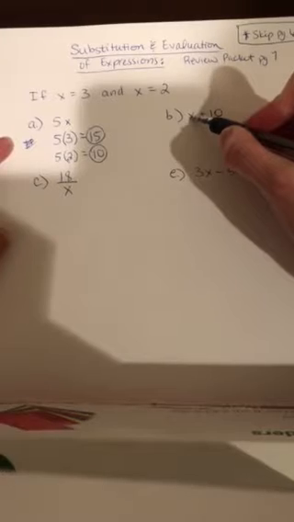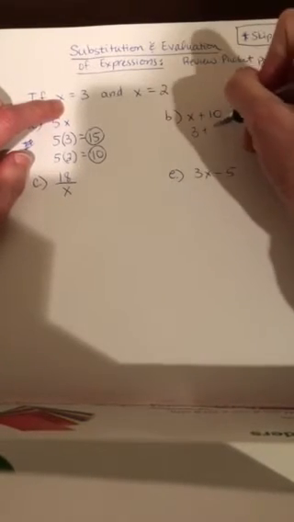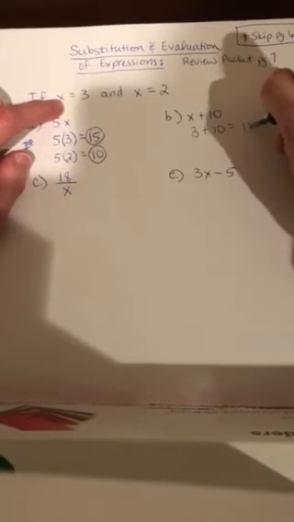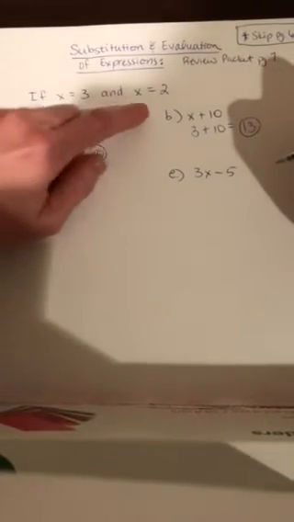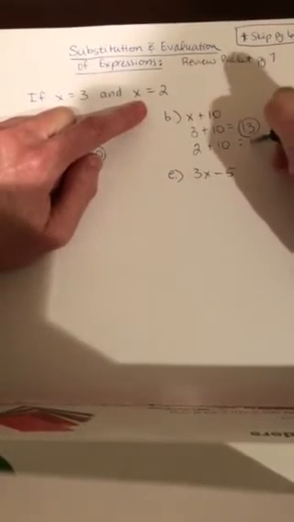Okay, so now we have x plus 10, so we'll do 3 first. 3 plus 10 is 13. There we go. And what if x is 2 instead? If x is 2, then it's 2 plus 10 equals 12.